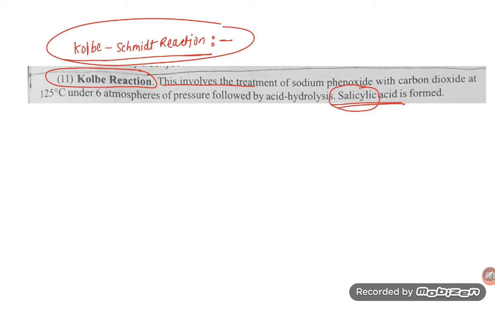This reaction involves the treatment of sodium phenoxide, that is O minus, with carbon dioxide at 125 degrees Celsius under 6 atmospheric pressure, followed by acid hydrolysis.